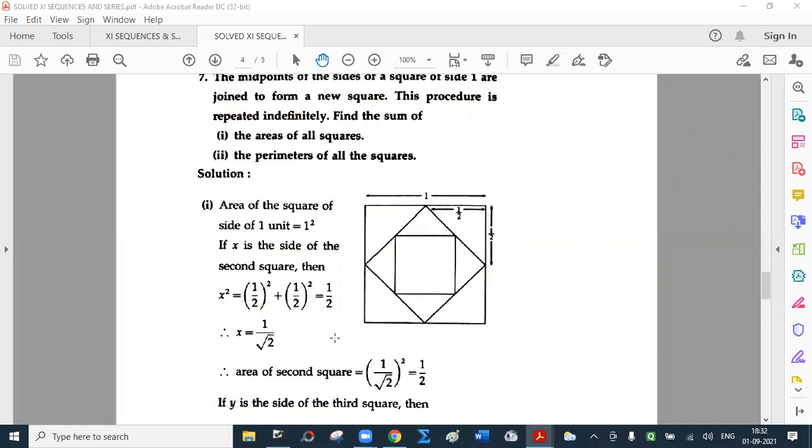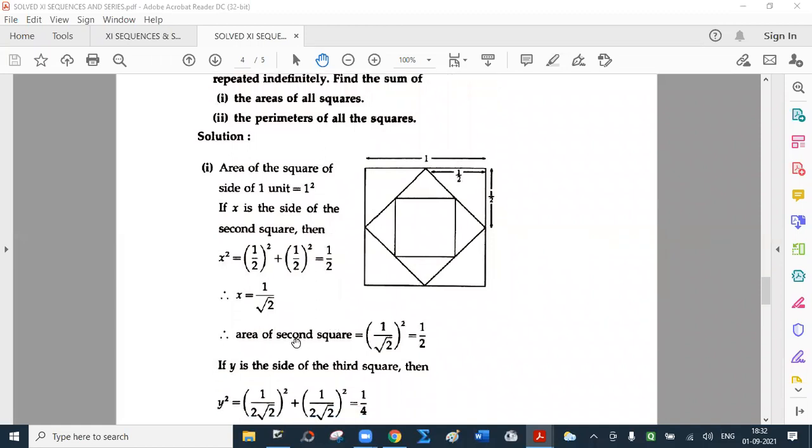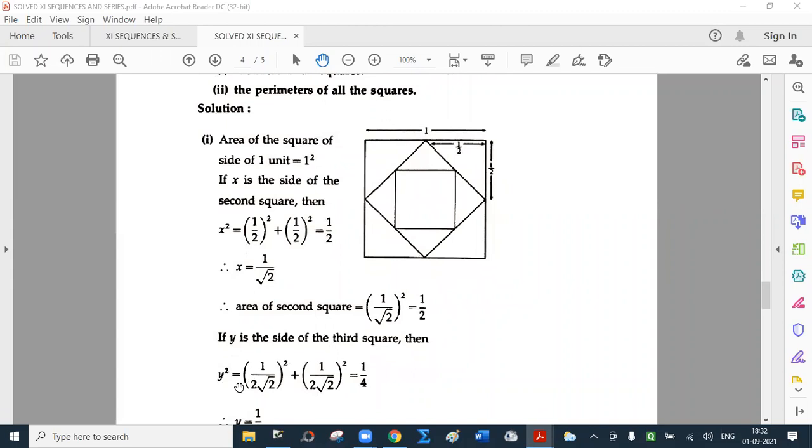So what is the area of that square? It is 1 upon 2. If y is the side of the third square, then what is y square? It is again 1 upon 2 root 2 square. Why 1 upon 2 root 2? See, from 1 we divided by 2. And then we get x as 1 upon root 2. So for next, I divide this by 2.